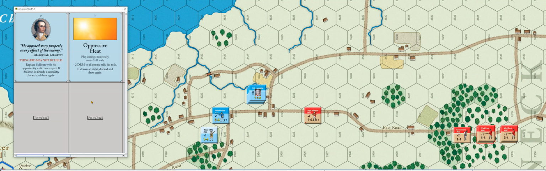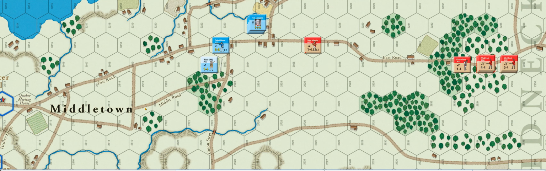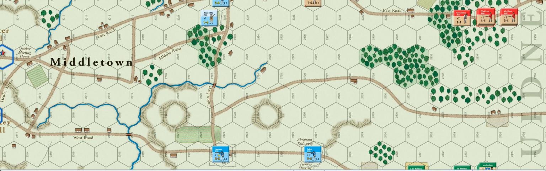This can happen in the game. This time I've drawn a card. It's a quote from the Marquis de Lafayette. It says, replace Sullivan with his opportunity unit counterpart. If Sullivan's already a casualty, discard and draw again. So I'll play that. That's a very nice result for me. If this were a real game, I'd be pretty happy about that.